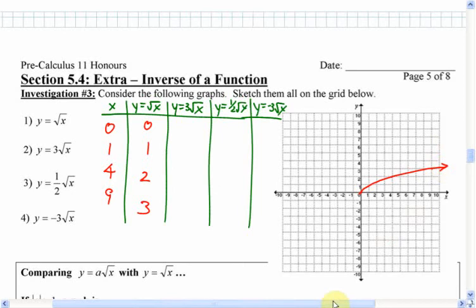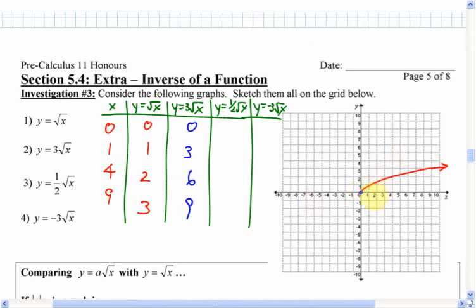Okay. And I'm curious, what do you think happens with the one that's to the right of that? y equals 3 root x. That means I take all the values and multiply them by 3. What's 0 times 3? That's 0. What's 1 times 3? 3. 6, 9. Right, good. So go ahead and actually put those on there.